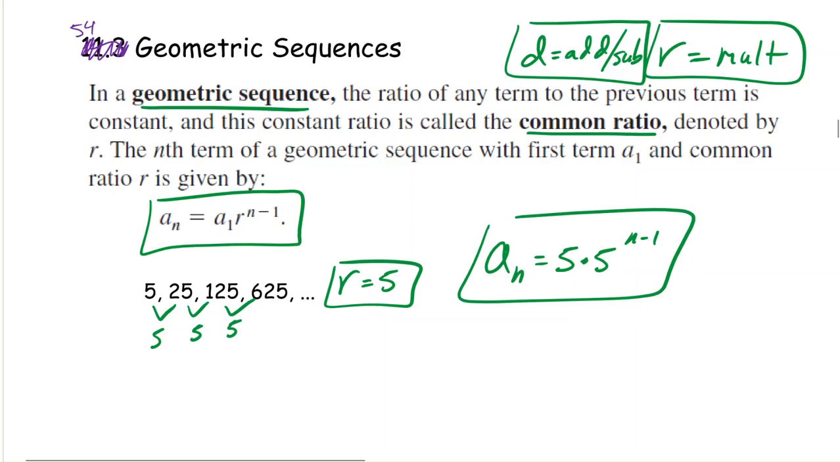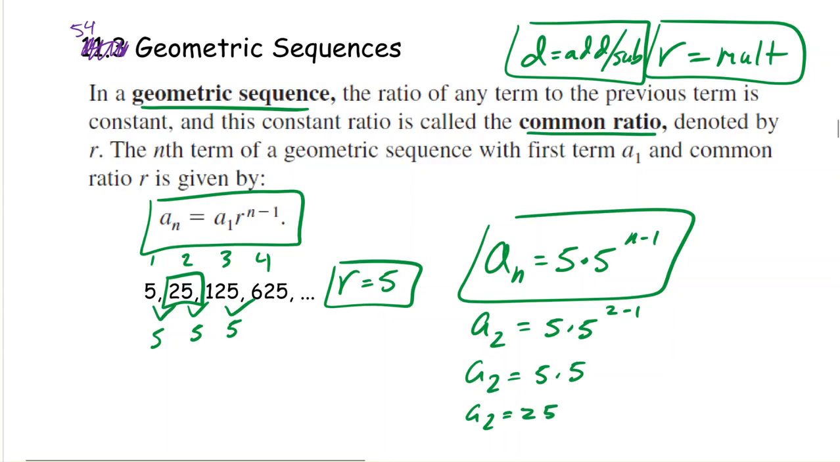So we can see, for example, if we wanted to know that the second term was 25, we'd say a sub 2 is 5 times 5 to the, that's our second term, right? First term, second term, third term, fourth term. So 5 to the 2 minus 1, we're substituting in a 2 for n. So that's 5 times 5 to the 1, which is 5, and 5 times 5 makes 25, which is what we get.